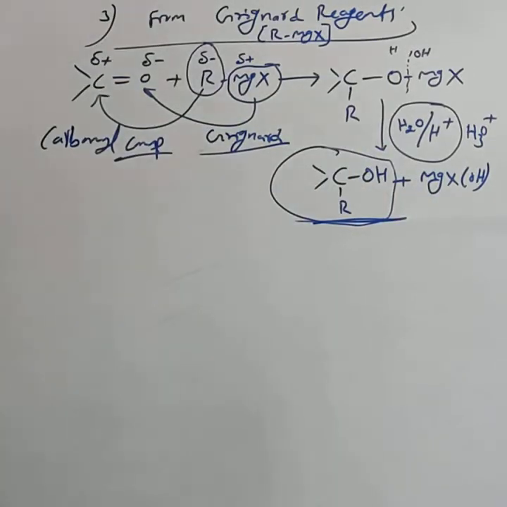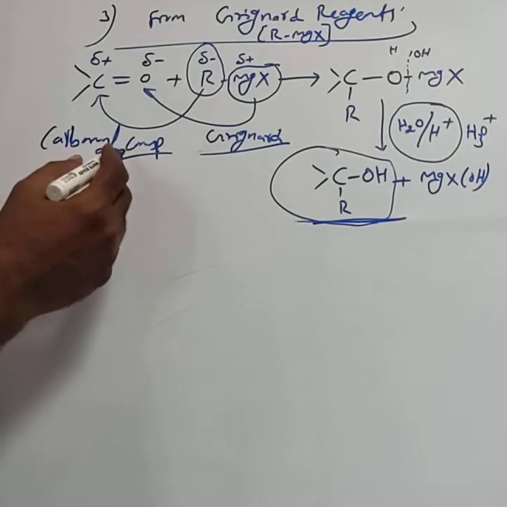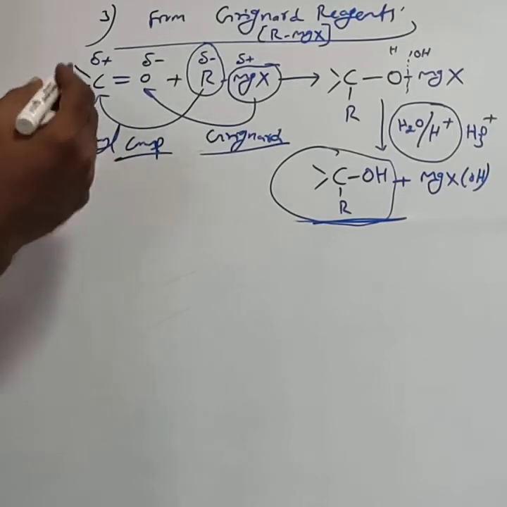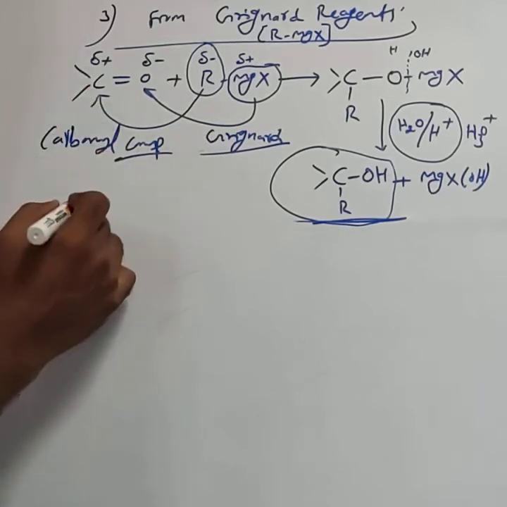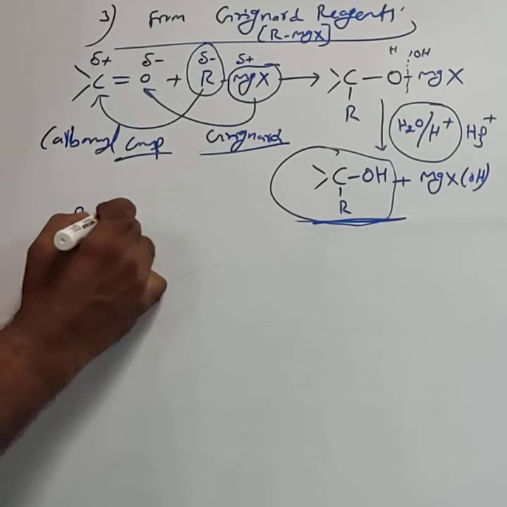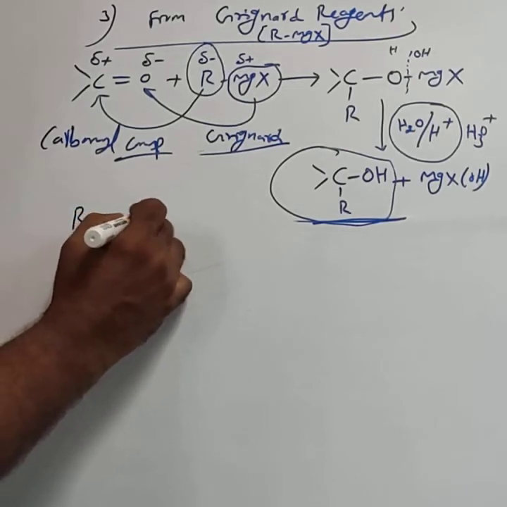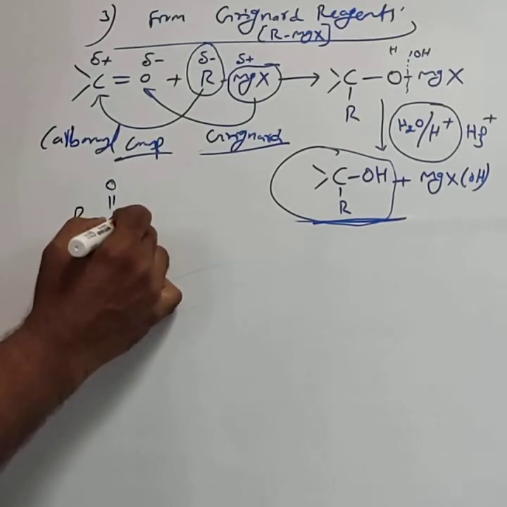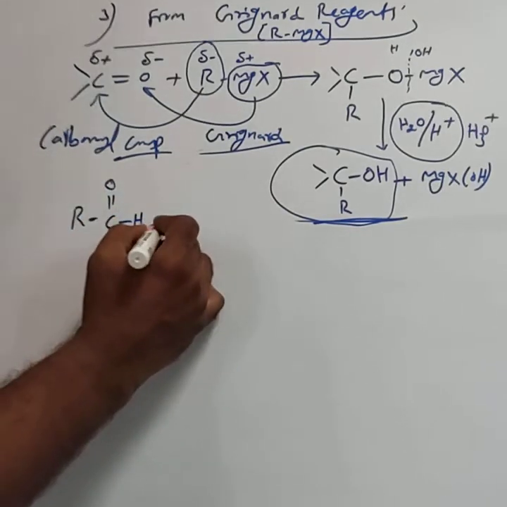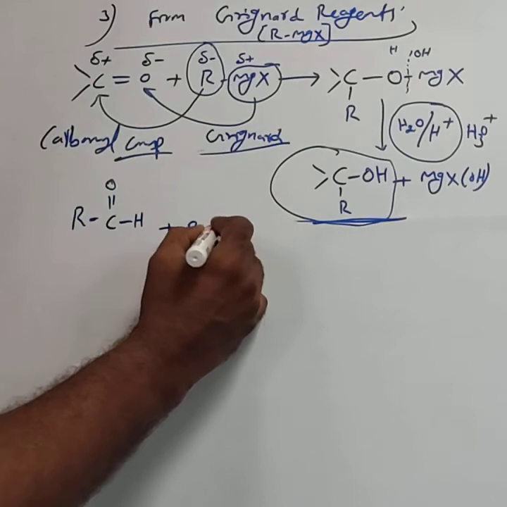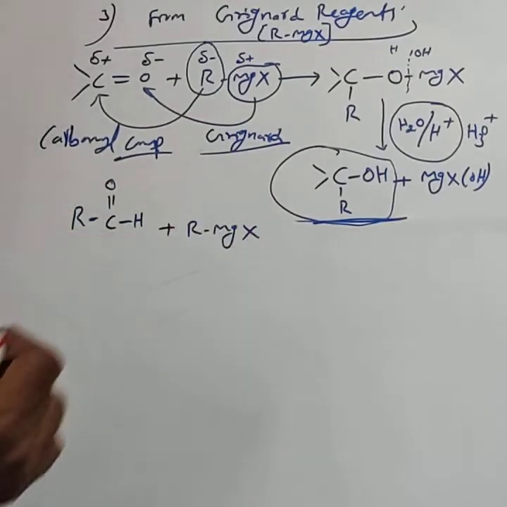Then you consider them one by one. In the carbonyl compound, of the two valencies, one is taken as hydrogen. That is, you take an aldehyde. Aldehyde formula: RCH double bond O. This is the aldehyde. Aldehyde is treated with Grignard reagent RMgX.